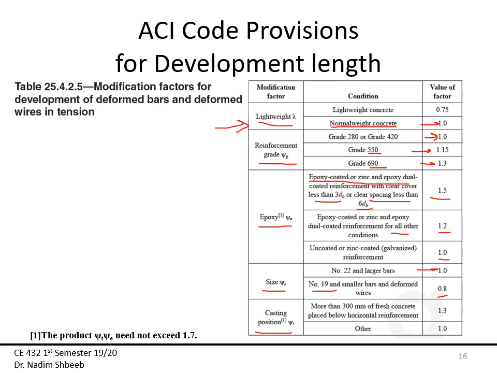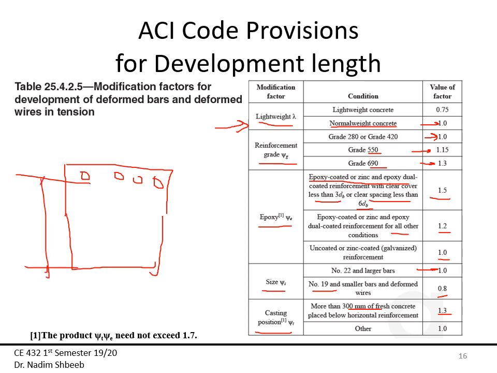The casting position says if I have more than 300 millimeters of fresh concrete placed below the horizontal reinforcement, then this development length factor is going to be 1.3, and this is usually applied for top reinforcement, by the way. So if I have a cross section like this, then this distance, if it's more than 300 millimeters, then I need to apply 1.3.